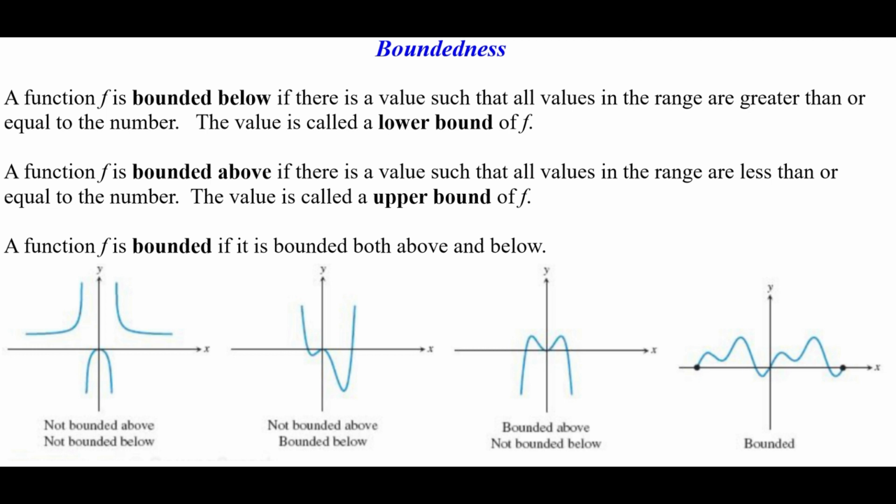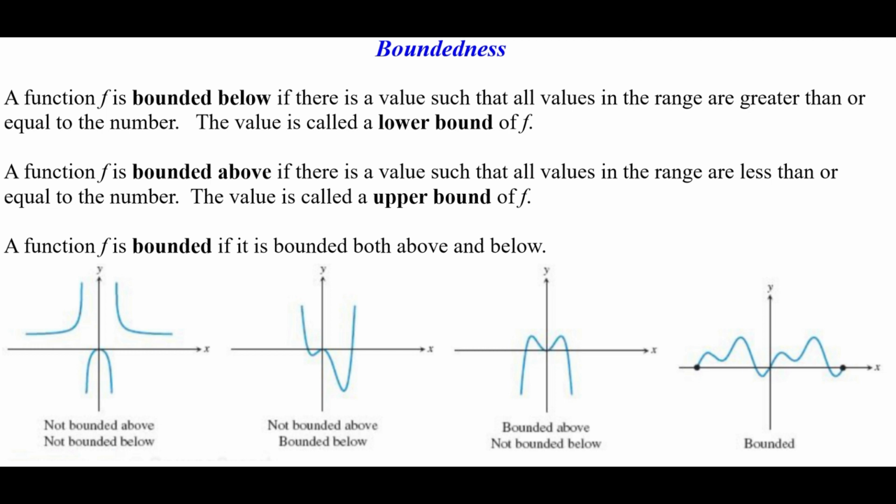So when a graph is bounded below, it means that there's a value such that all values in the range are greater than or equal to that number. Essentially, it means that there's a place where the graph never goes below. So there's either a minimum point or an asymptote that the graph will never go below.